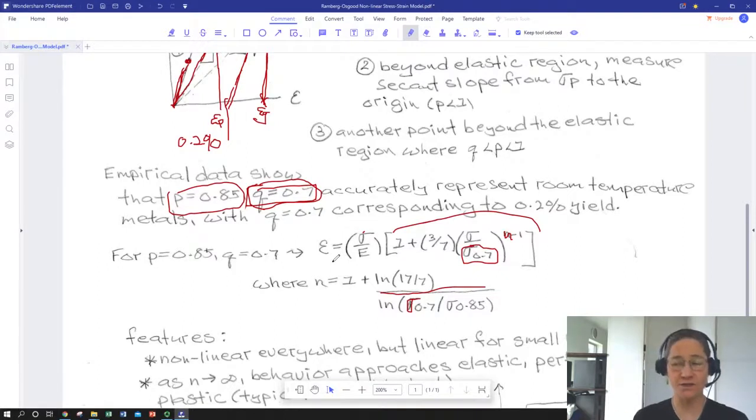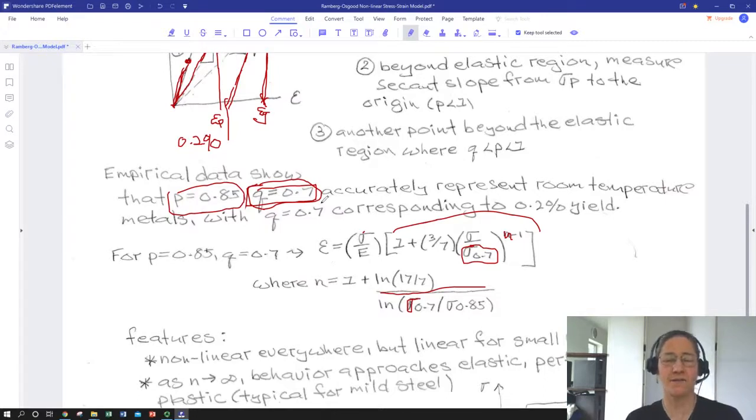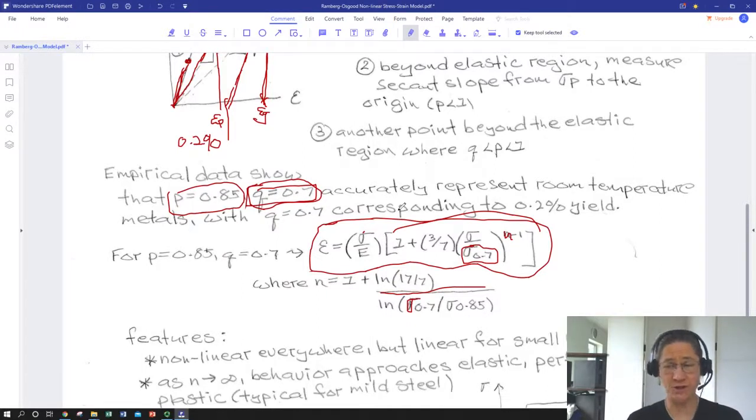for these situations where P is 0.8 and Q is 0.7, or the stress at Q is the 0.2% offset yield, N is going to be 1 plus the natural log of 17 over 7 divided by the natural log of the stress at point Q divided by the stress at point P. And we can use that in this kind of specialized application of Ramberg-Osgood that applies when P and Q have these respective values, which turns out to be the case for a lot of materials.